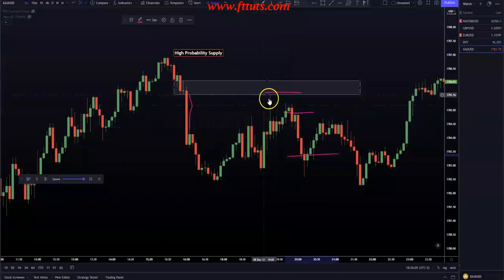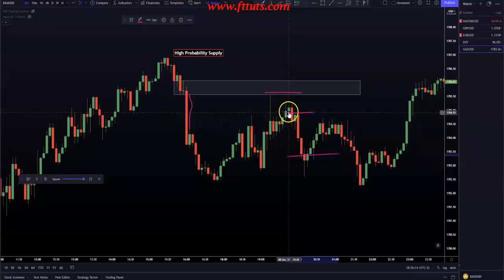Once it taps back into that area, we're waiting for candle lows to get broken because we had a high probability supply. It never broke any lows until right here, which is where it broke that candle low. We'll be selling right there, and then our stop loss will be right there.